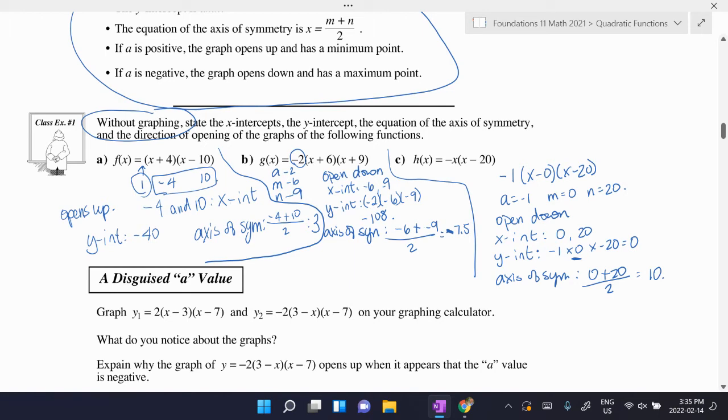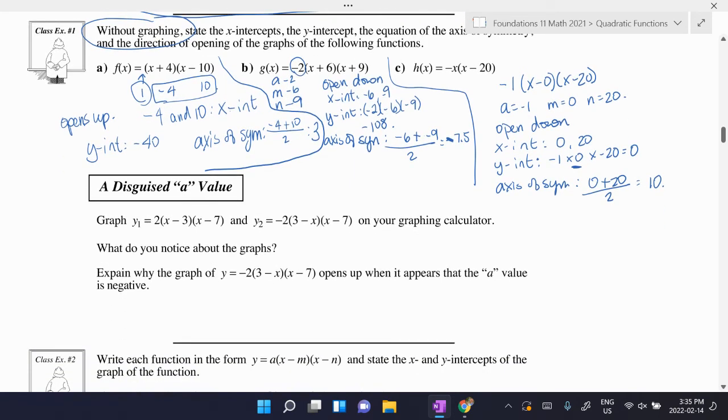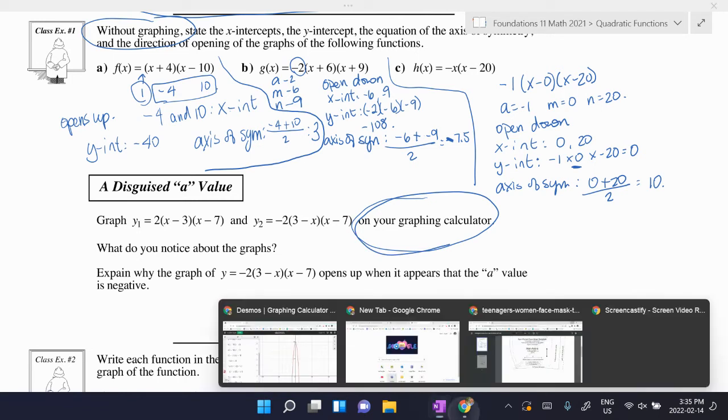Okay. All right. Disguised A values. So put these into your graphing calculator. Okay. Pause me. Put it into your calculator.